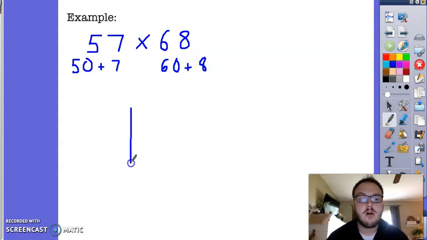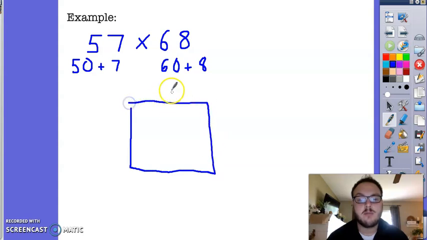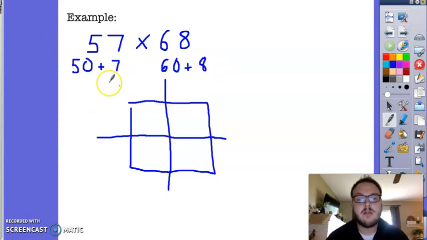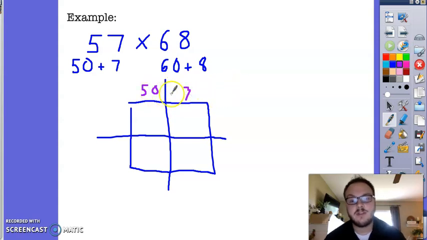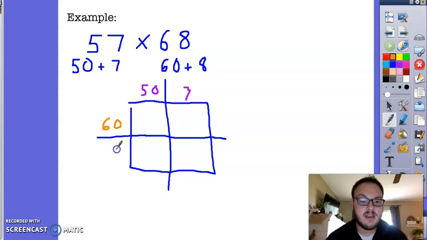Now we draw our box. Since it's a 2-digit by 2-digit multiplication problem, I need to have 4 boxes because I have 4 numbers. It's very important that I stay consistent throughout. So I'm going to put my 50 over here, my 7 over here, so it's still 57. And down here I'm going to have 60 and 8.